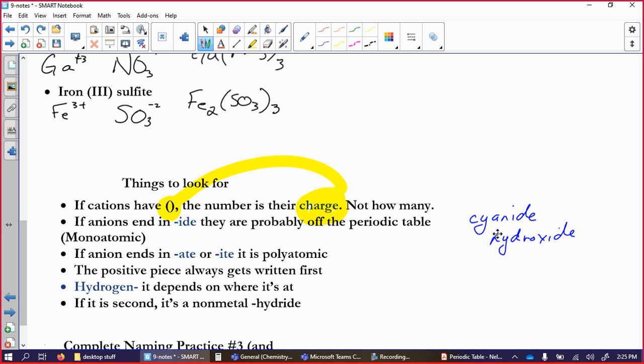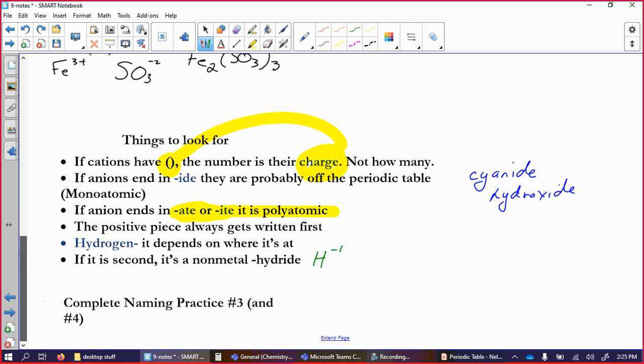There's a couple more on this. This is the big thing. If it ends in ate or ite, it's polyatomic, and that says go to the box at the top. The positive part gets written first. Hydrogen depends on where it's at. If it's the second part, it's a hydride, which is H minus 1, but I don't think there's a whole pile of those. But that's kind of all we have to worry about today.